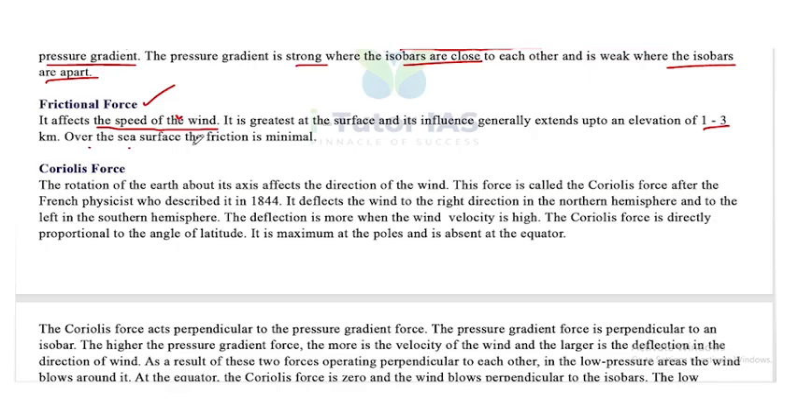Over the sea surface, the friction is minimal. Mainly the continental areas have a high frictional force.